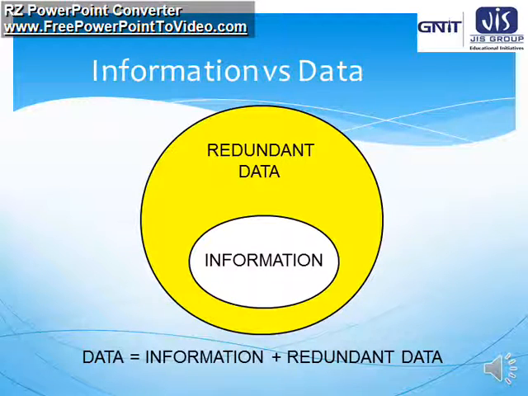So here information versus data is given. Data means information plus redundant data. That means the information and redundant data both together give you the corresponding data.